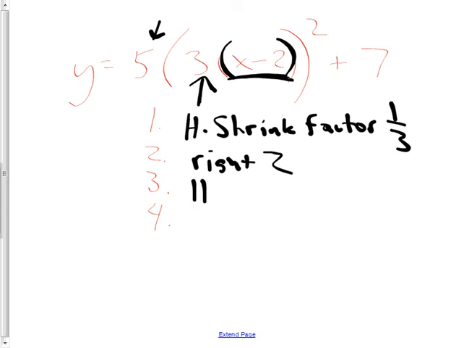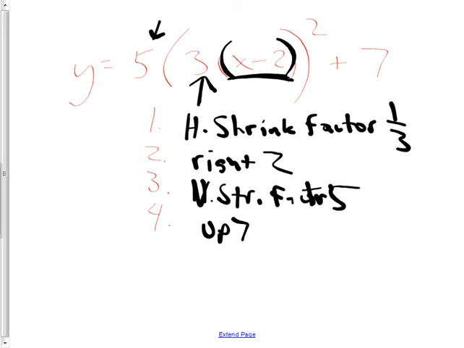This was a vertical stretch factor 5, and, oh, my writing's getting terrible. And then last is the up 7. Okay, who had that all perfect? There, I'm leaving you all, almost all getting it right this time, which is good. Okay, now I'm going to move on to word problems.